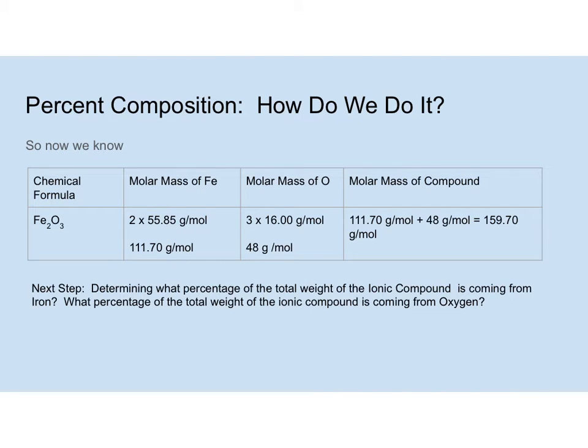So this is what we know right now. We know the chemical formula, and we had to start with that, because once we knew the chemical formula, we could determine the molar mass of iron and the molar mass of oxygen in the compound, and then add them all together to get the molar mass of the compound. So the next step is determining what percentage of this total weight, the total weight we were just talking about right here, of the ionic compound is coming from iron, and then what percentage of the total weight is coming from oxygen. This is how we're going to calculate that.